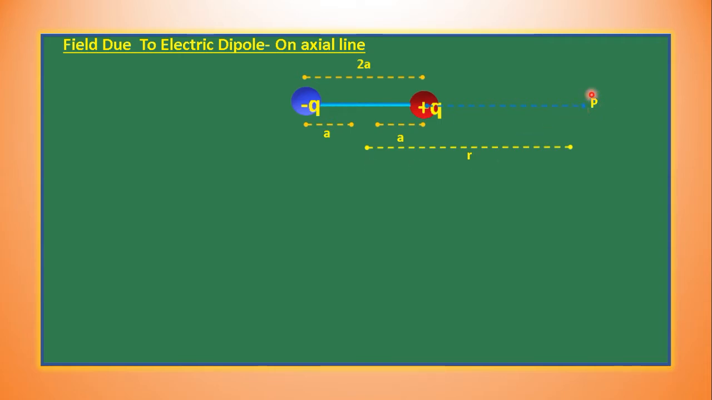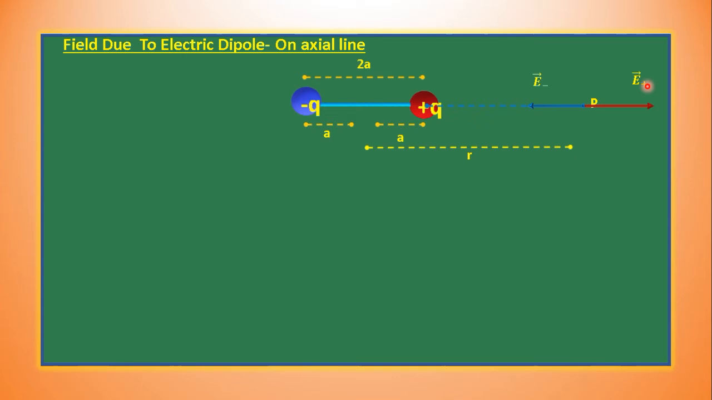And we are going to find out the electric field at this point P. The electric field here will have two contributions: one electric field due to minus q, and one due to plus q. Under minus q the electric field will be towards the dipole, and under plus q the electric field will be away from the dipole. And I have represented the electric field due to negative as E minus and that due to positive as E plus.